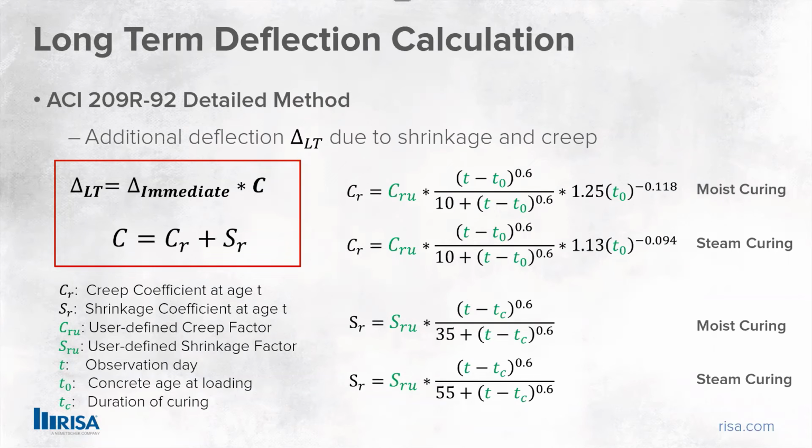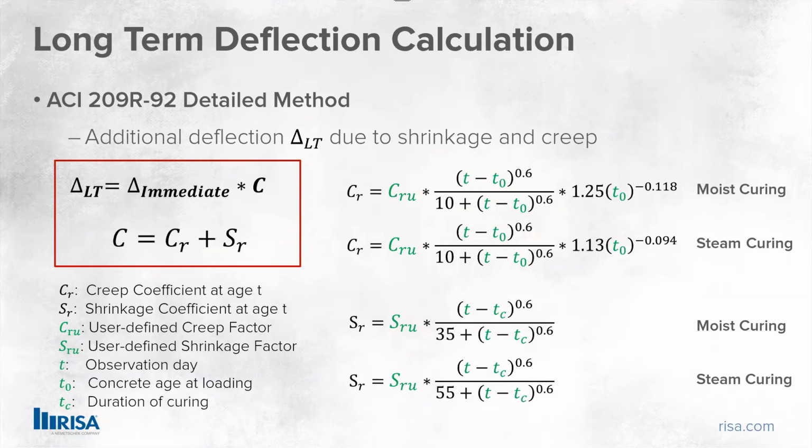So here I highlighted all the inputs in green. So all the green parameters shown in the equation will be the inputs that we require the user to actually modify. So the CRU and the SRU factors are actually the creep factor and the shrinkage factor. You can define those in the dialogue I showed in the first slides. And also here we have the t factor, which is the observation date. And then we have the t0, which is the concrete age at loading. And then we have the tc, which is the duration of curing.